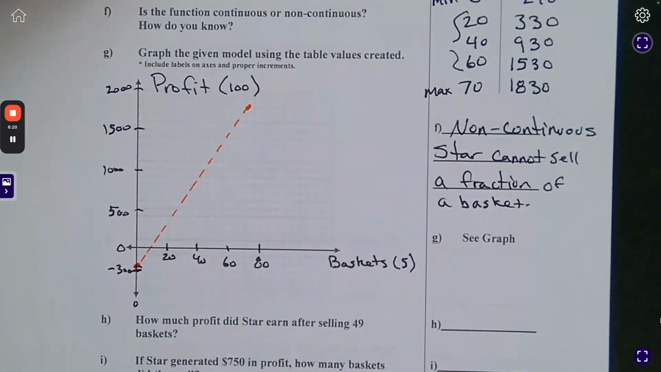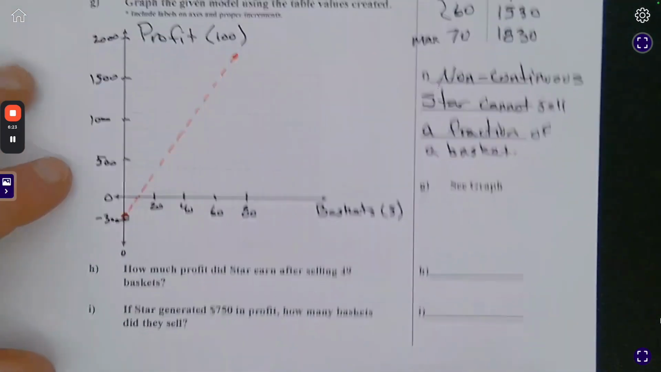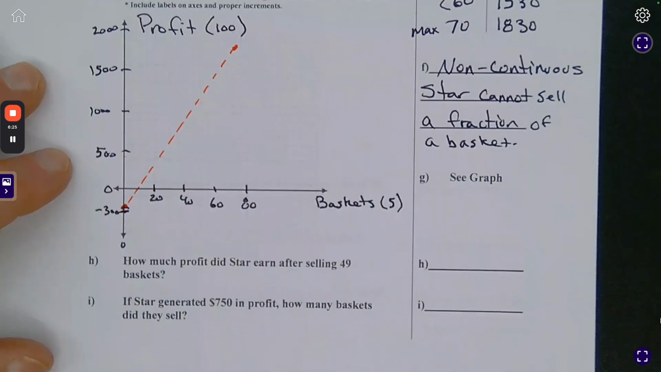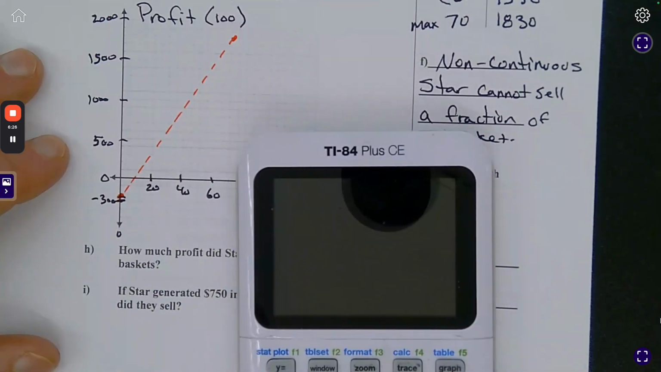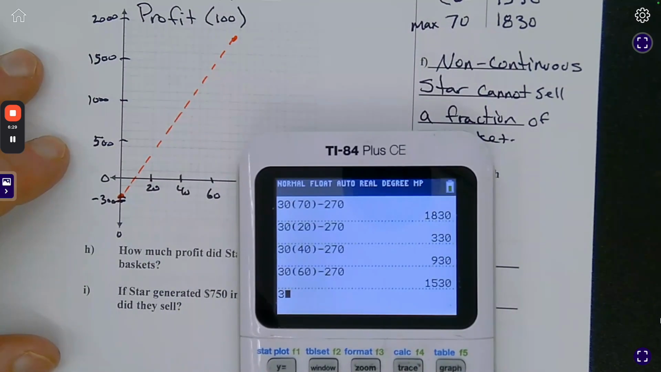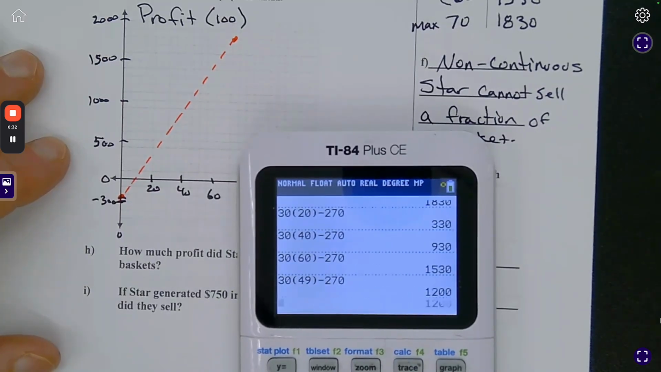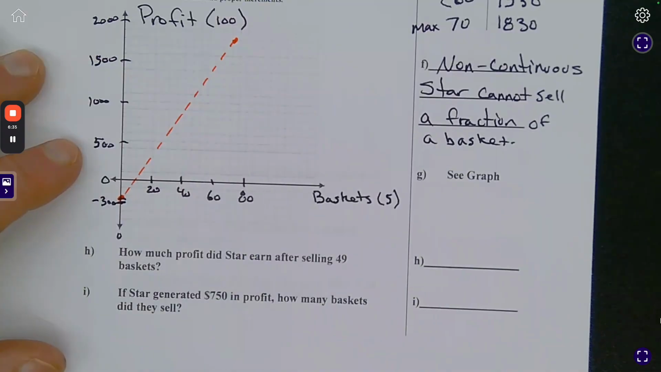How much profit did Star earn after selling 49 baskets? Well, I'm going to go ahead and input 49 for x. So 30 times 49 minus 270. That gives me $1,200. Let's go, Star.